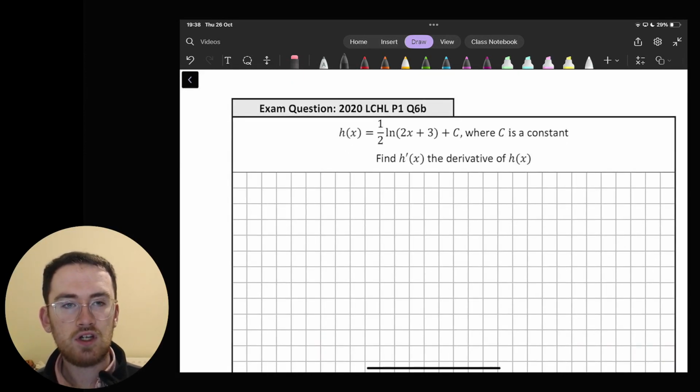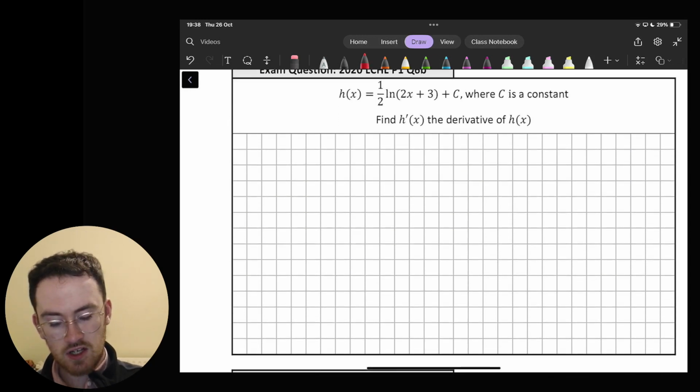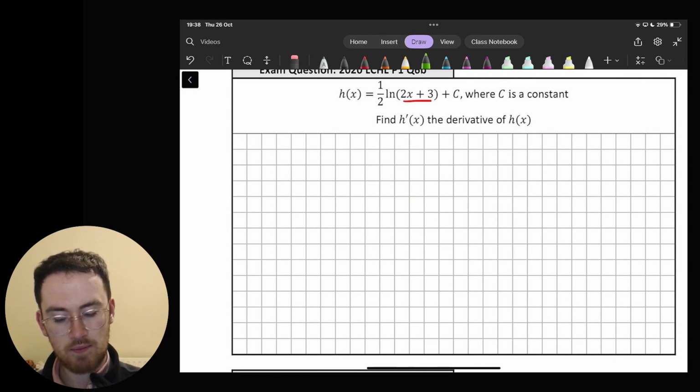Okay, moving on, we're going to look at a question then from 2020. We can see these ones are cropping up. The ones to do with the ln are actually cropping up for us to work with. So in this question, it's not just ln of x, we have an expression in x, so I'm going to have to differentiate that part as well.